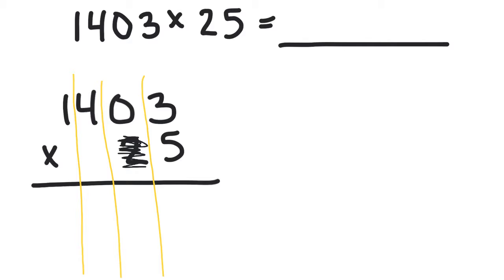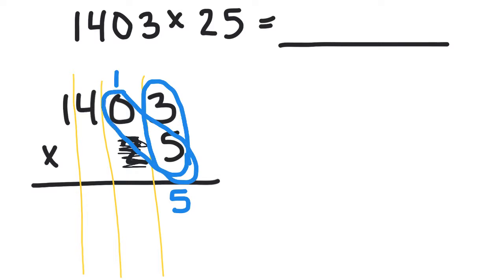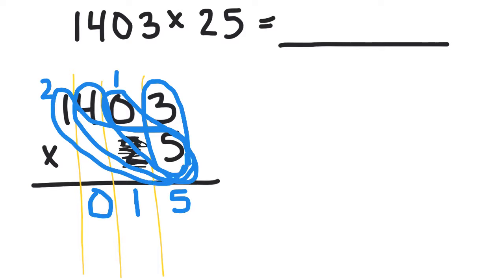So we can start with 5 times 3 is 15. So you would write your 5, carry the 1. Then you're going to do 5 times 0. 5 times 0 is 0. Anything times 0 is 0. So 0 plus 1 is 1. Then we're going to do 5 times 4 is 20. Carry that 2. And then finally, 5 times 1 is 5 plus the 2 is 7.